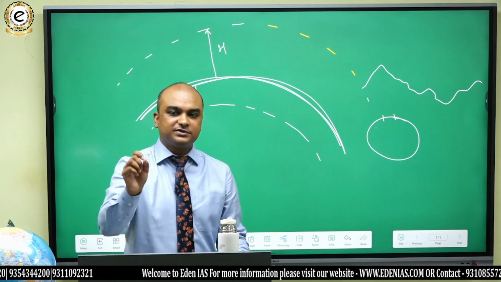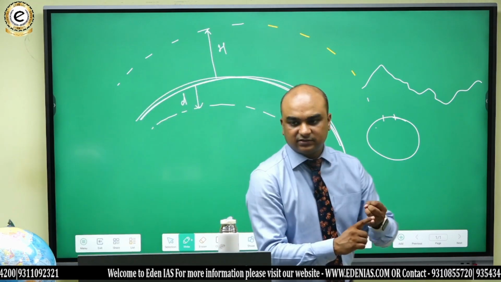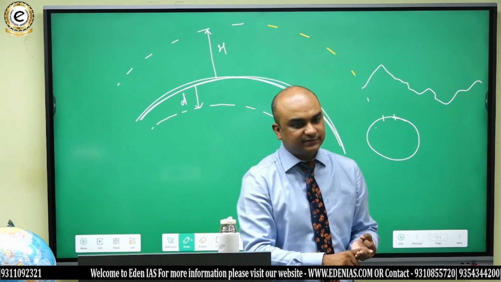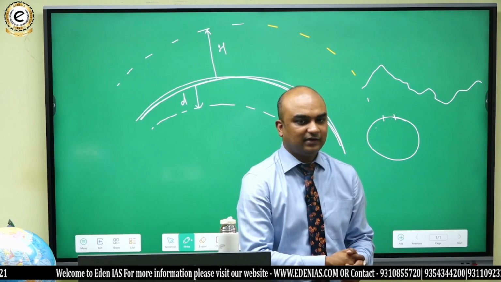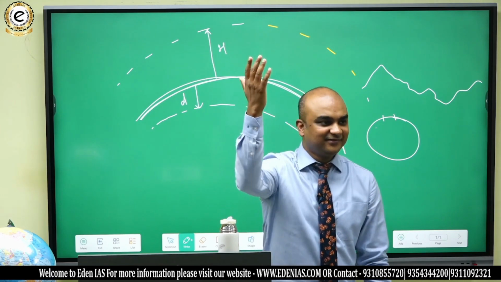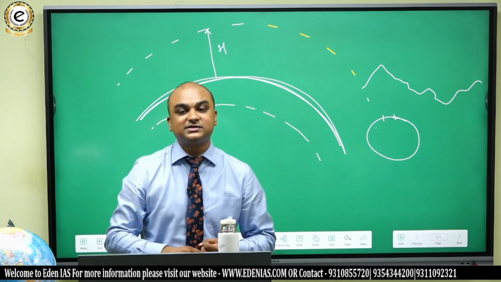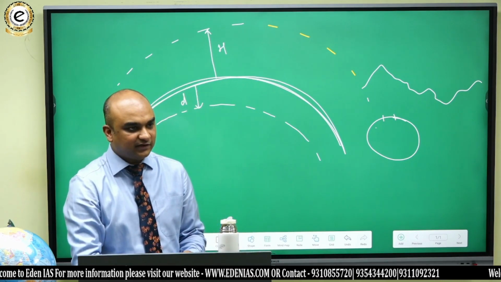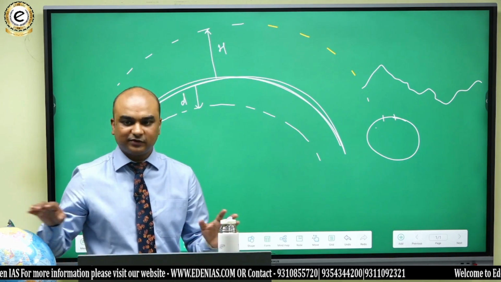Got it? Now you tell me, what can you find over the surface of the earth? Rivers, yes. Plateaus, mountains, yes. What about iron and steel industries? Where are they located? In air? They are located in the surface of the earth. Okay, what about agricultural fields? Surface of the earth. Okay, what about settlements? They are also located on the surface of the earth.